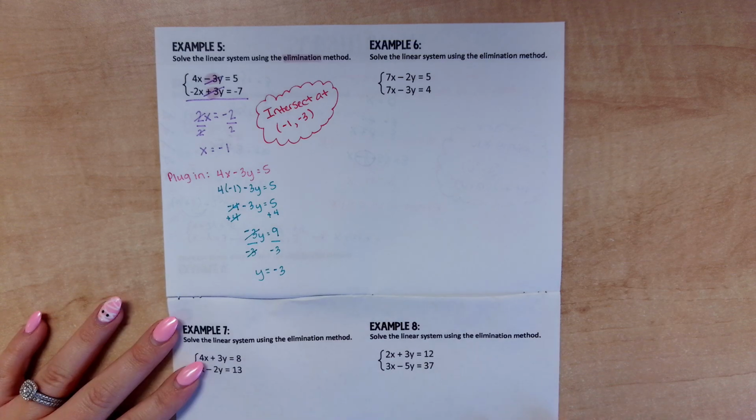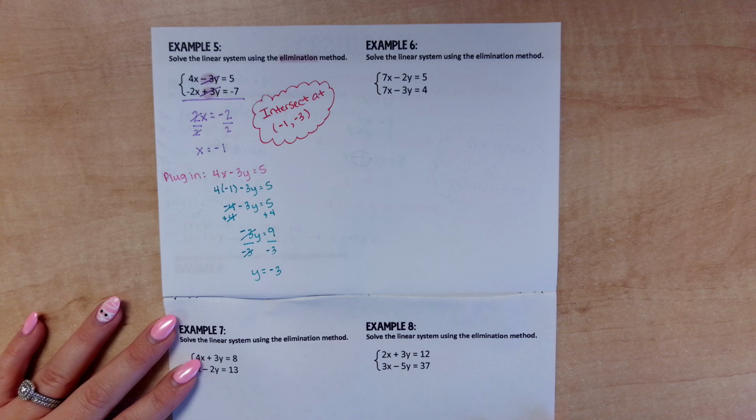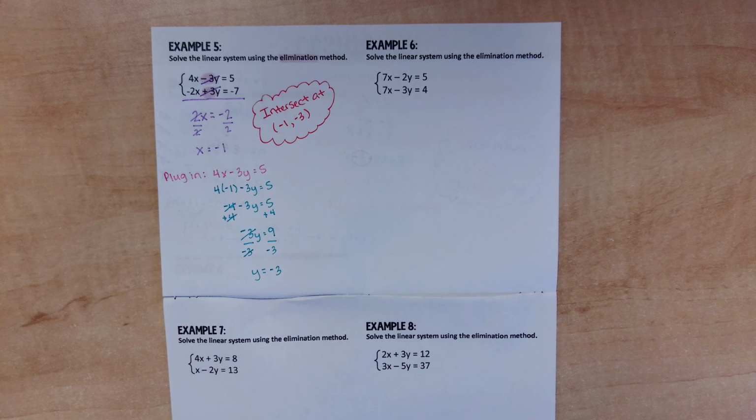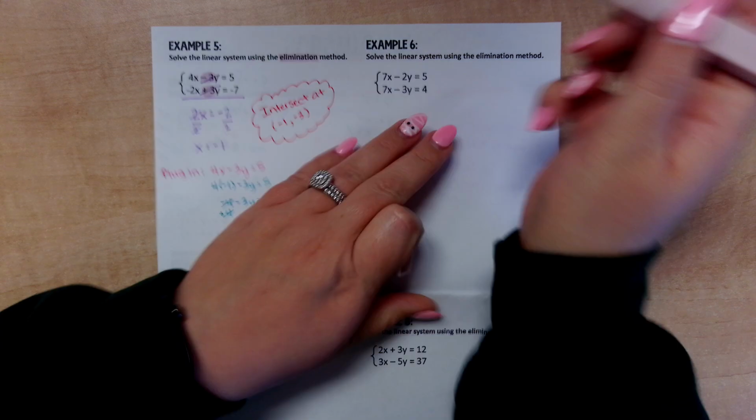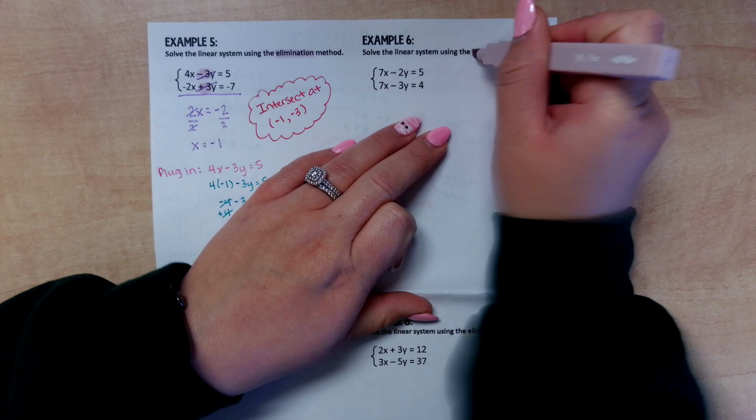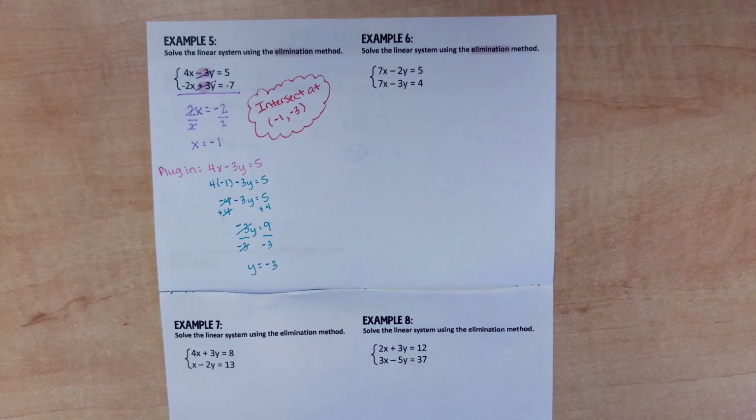All right, so now we're going to move on to example number 6. Now, again, how elimination works is, do you have zero pairs that you can cancel out? Let's look at it. We have 7x minus 2y equals 5, and then we have 7x minus 3y equals 4. So I can see that they're hinting at these 7x's because there's 2 of them. However, they're not zero pairs because they're both positive.